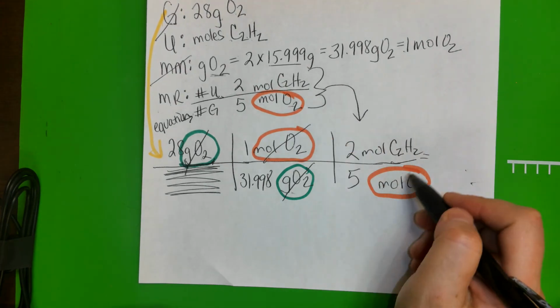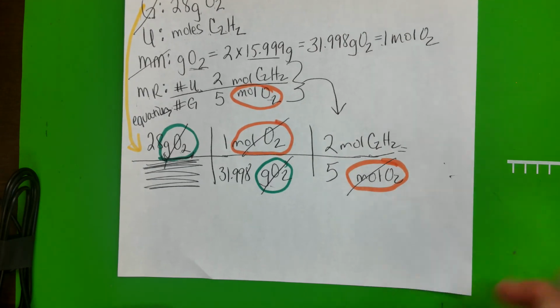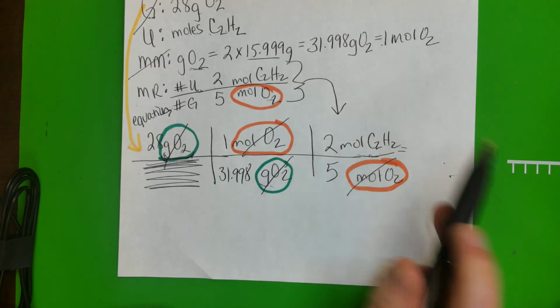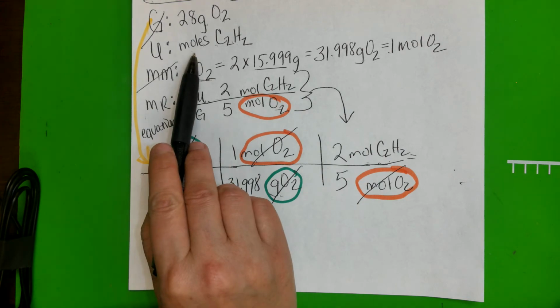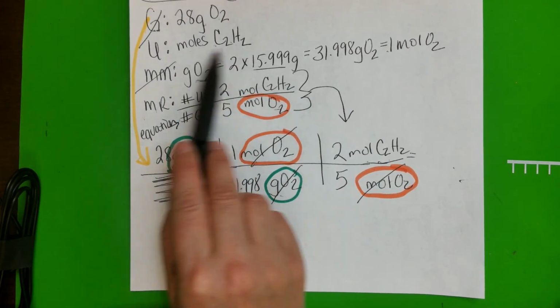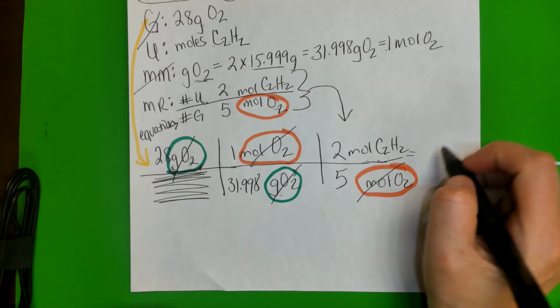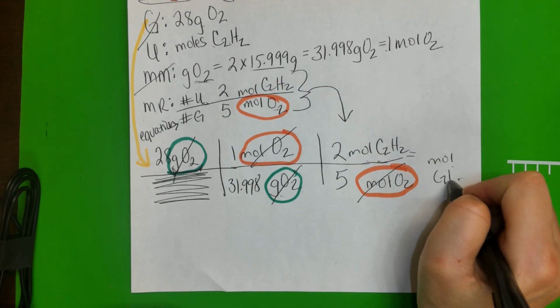Okay, and this cancels. And what you're left with is moles of acetylene. And that's exactly what we want. That's the unknown, right? So it will be moles of acetylene.